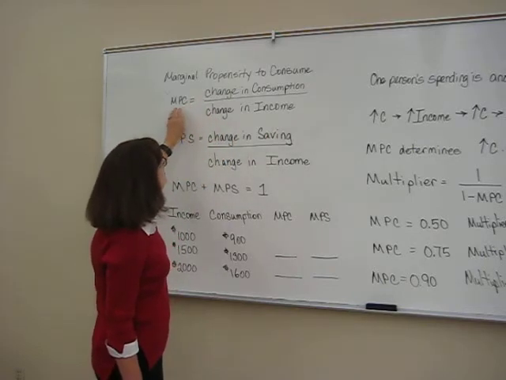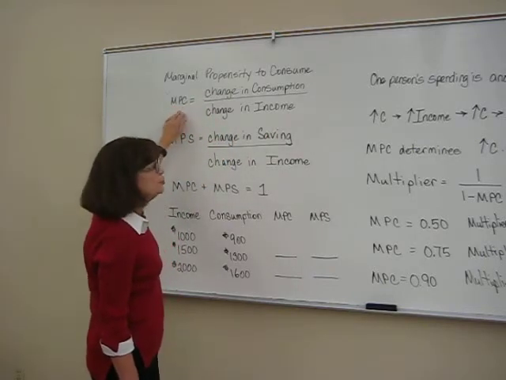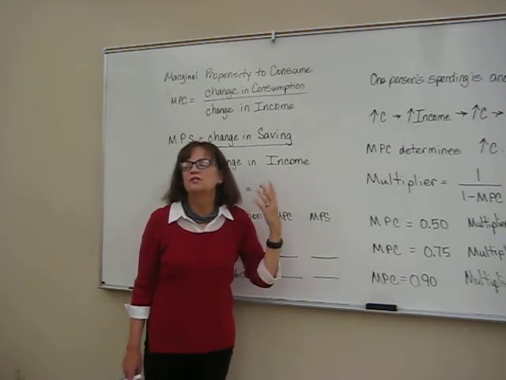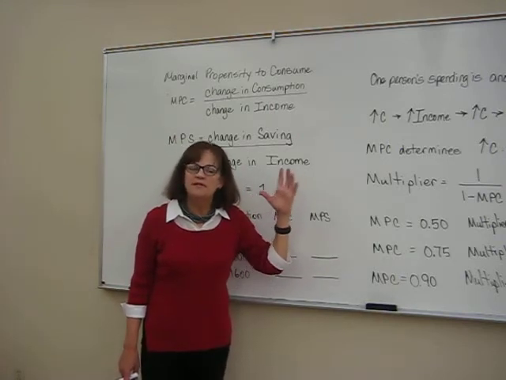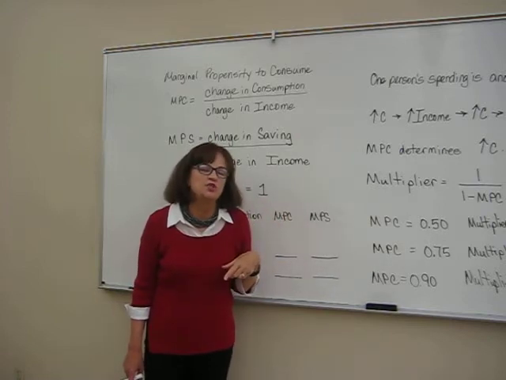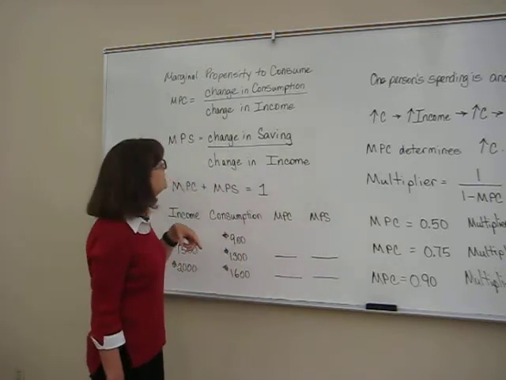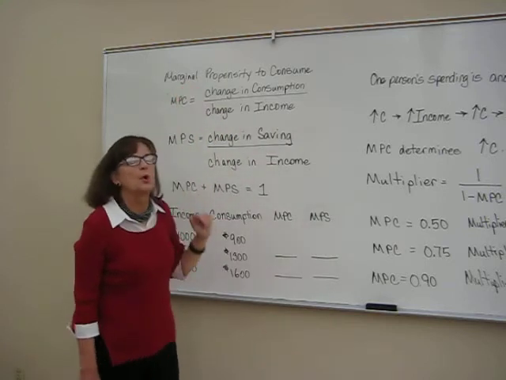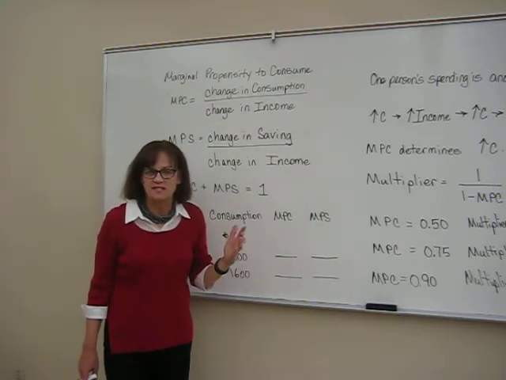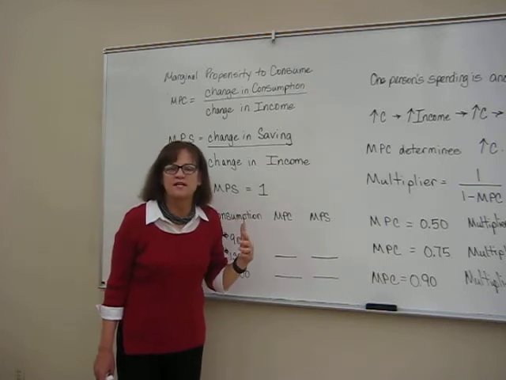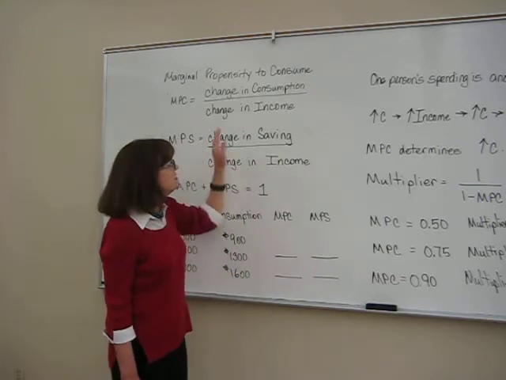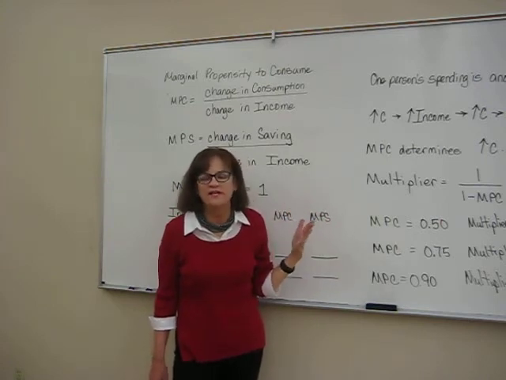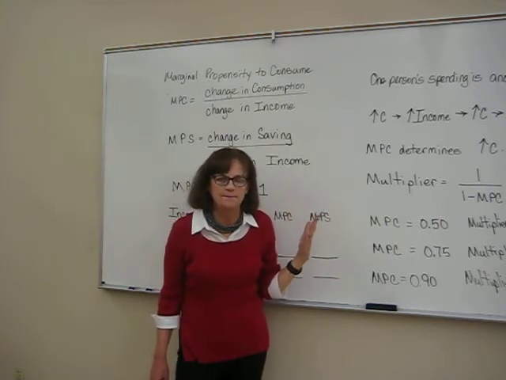So the marginal propensity to consume, that is the likelihood that you will consume the entirety of a change in your income, that's the propensity. When your income changes, how much is your consumption going to change in response? That's the marginal propensity to consume. The most that this number could be is 1 or 100% of the change in your income.